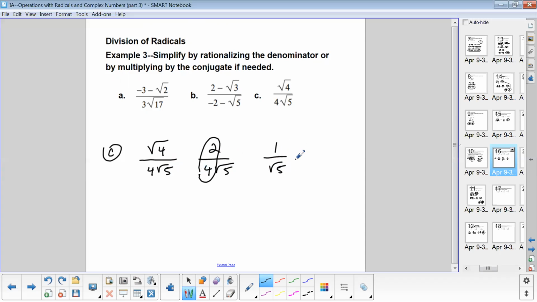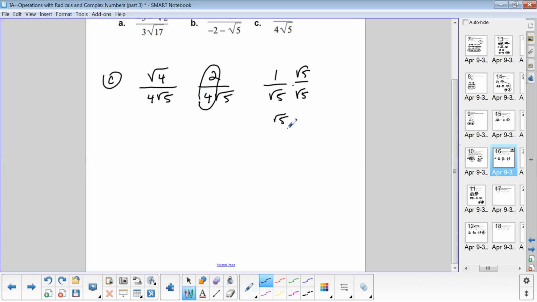Cannot have a radical in the denominator. So we're going to multiply, and we're going to get square root of 5 divided by square root of 5 times square root of 5, which is the square root of 25, or 5.